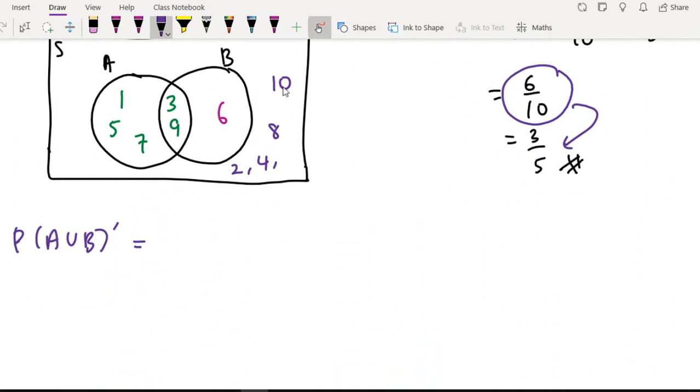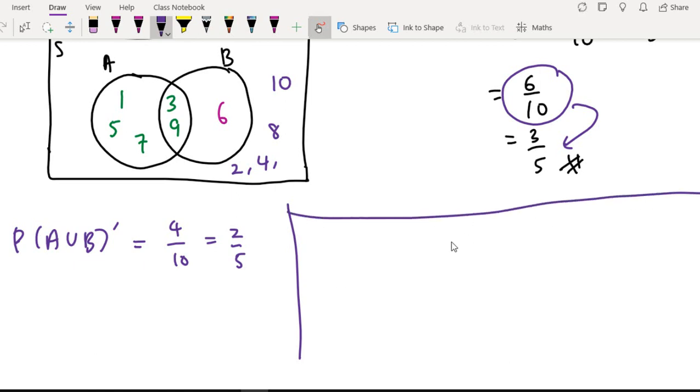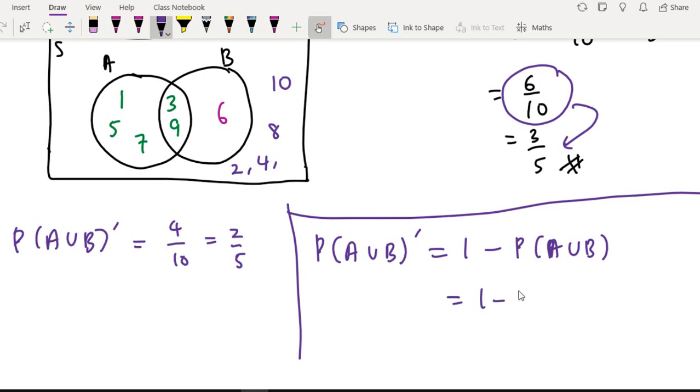From the Venn diagram, you can see that the complement of A union B, or outside A union B, is 1, 2, 3, 4. 4 out of 10, or 2 over 5. Let's say you want to show the calculation: P of the outside of A union B is equal to 1 minus the probability of A union B. From here, the probability of A union B is equal to 3 over 5. 1 minus 3 over 5 is equal to 2 over 5.